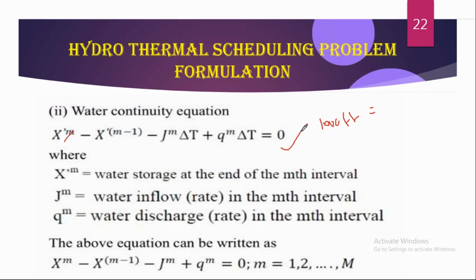And this equation depends on the 3 parameters: inflow, storage and discharge. So I mentioned the particular parameter here, and the above equation can be written like this. Here m is the number of intervals. We can choose from 0 to 12 months. For 2 years, we just use 12 months, 24 months like that. So we cannot use year-wise.